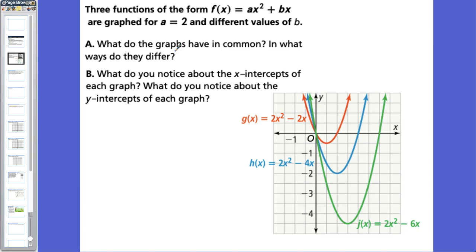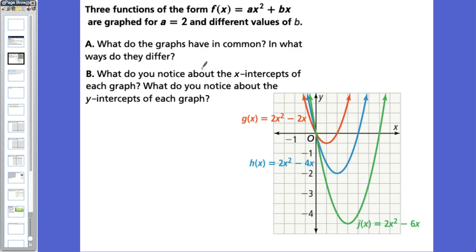So what do the graphs have in common? Well, they're the same shape. They open upward. And what's different about them? Well, they're in a different location. They have different vertices.